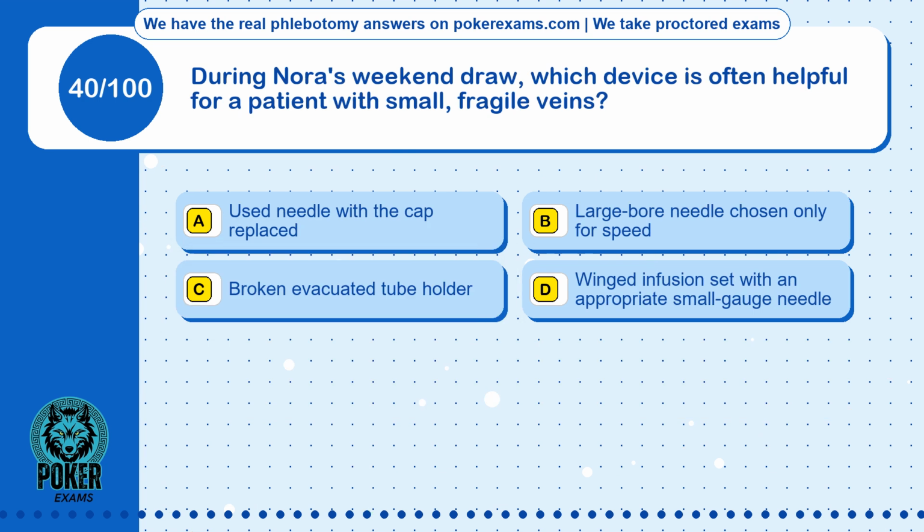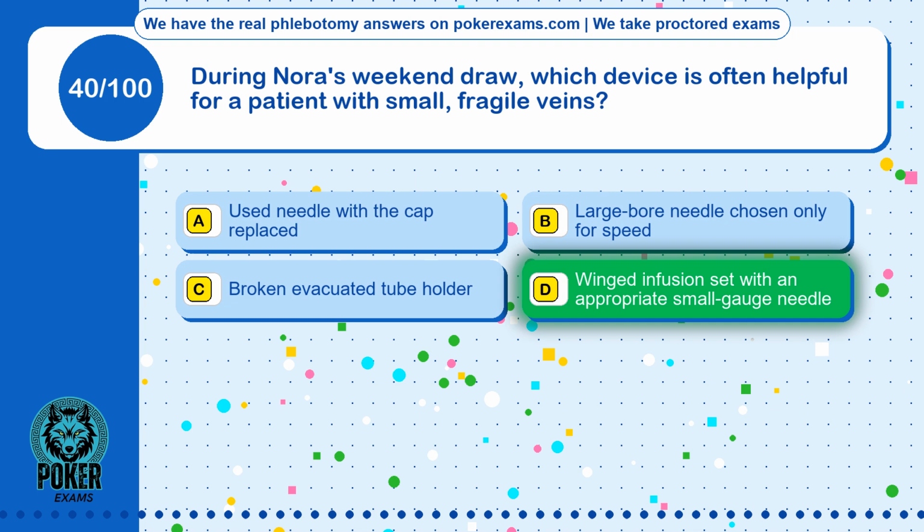Question 40. During Nora's weekend draw, which device is often helpful for a patient with small, fragile veins? Option A. Used needle with the cap replaced. Option B. Large bore needle chosen only for speed. Option C. Broken evacuated tube holder. Option D. Winged infusion set with an appropriate small gauge needle.